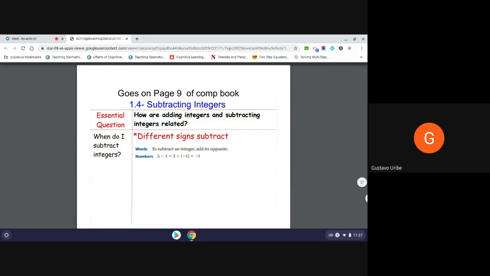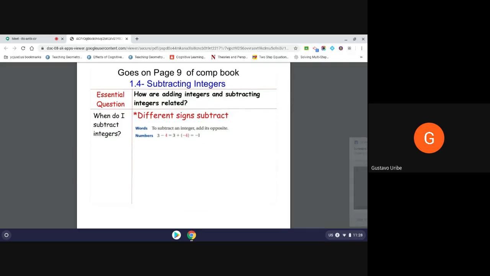So you subtract integers, you remember from 1.3, whenever you have different signs. So the rule would be different signs subtract. To subtract an integer is the same as adding its opposite. So what that means is 3 minus 4 is the same as 3 plus a negative 4, which equals negative 1. So before we move on, let's look at this example.